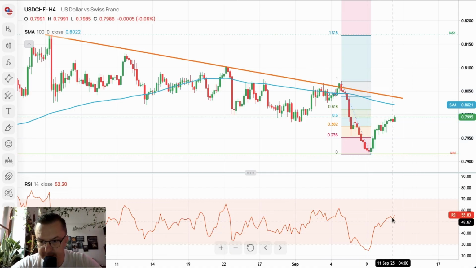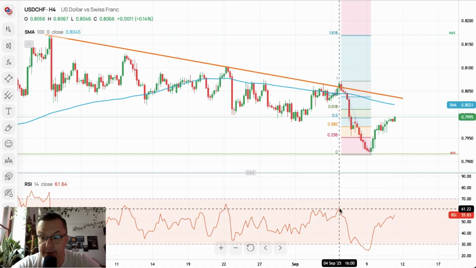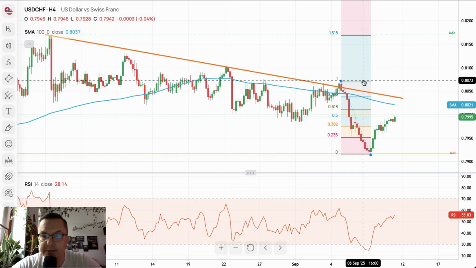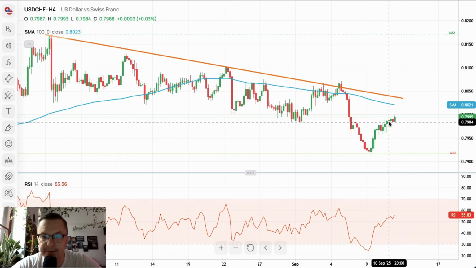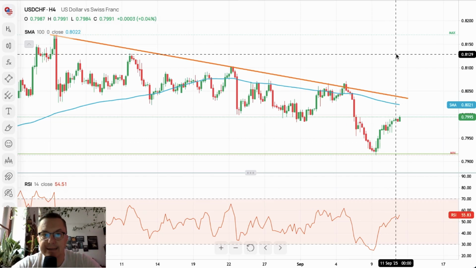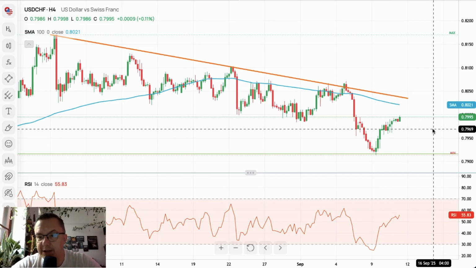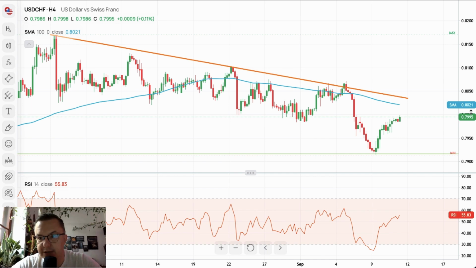So bulls are in charge of the market. They broke above the level of 50. If they break above the level of 61, it will be the highest level since September 4th, so in 1 week. So please keep an eye on the current situation. It looks like the US dollar is gaining some strength against the Swiss franc. The 100 pips moving average on a 4-hour time frame chart is 8,021 pips, and the down sloping trend line is roughly around 8,036 points.